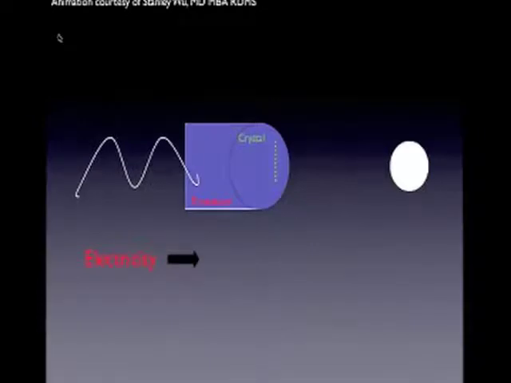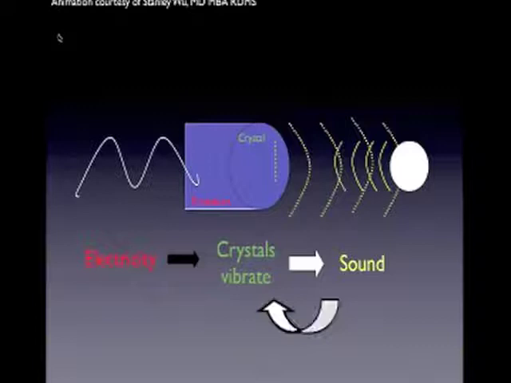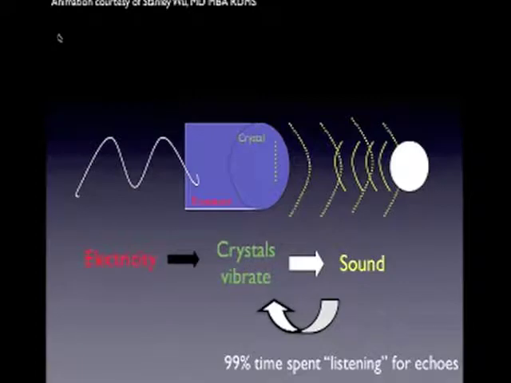Electric current is passed through the crystals in the transducer, creating a sound wave. This pulse travels until it encounters a reflective surface, at which time only a fraction of the sound is reflected back toward the transducer crystals. When the returning echoes strike the crystals in the transducer, an electrical impulse is generated that is eventually converted into the images we see on the monitor.